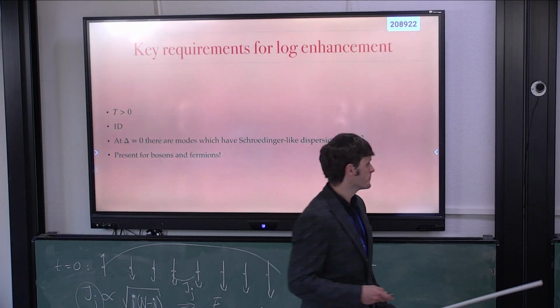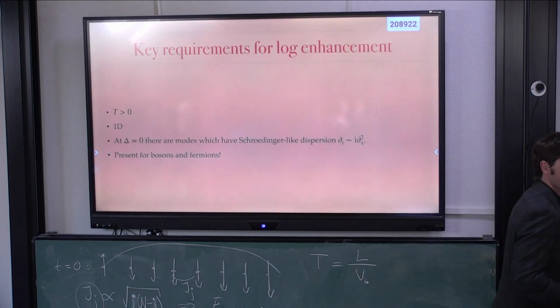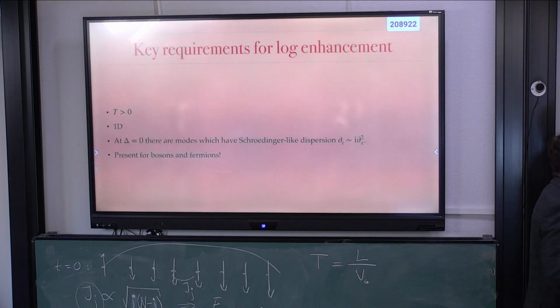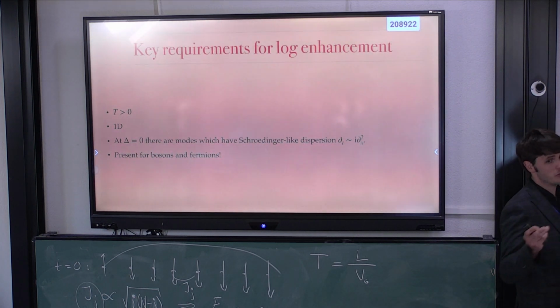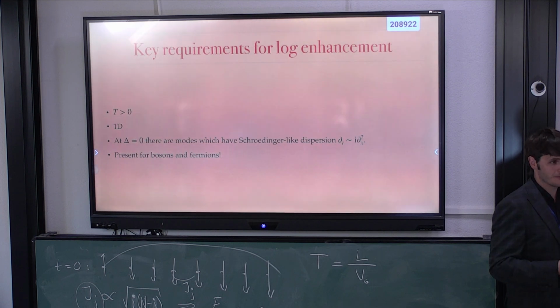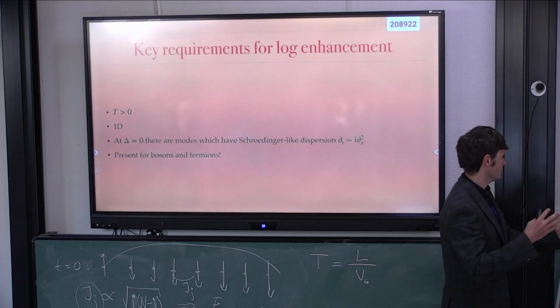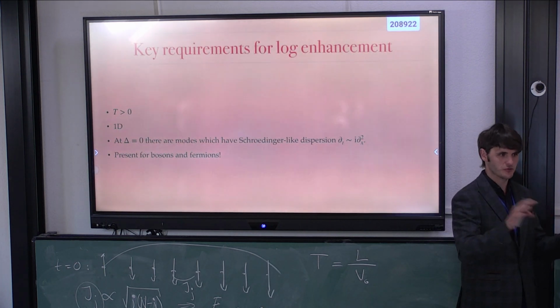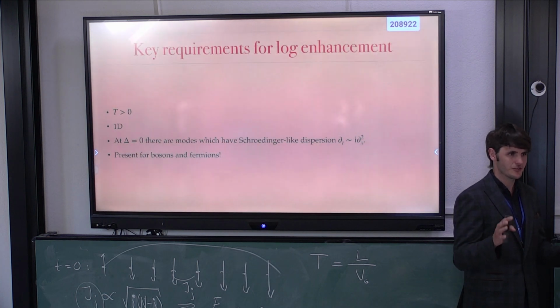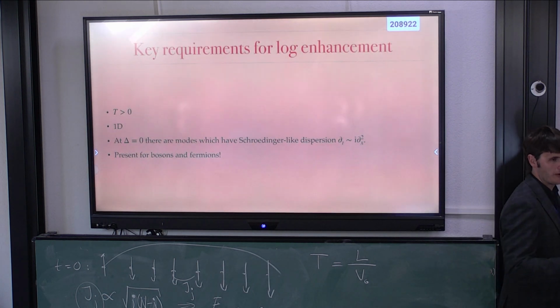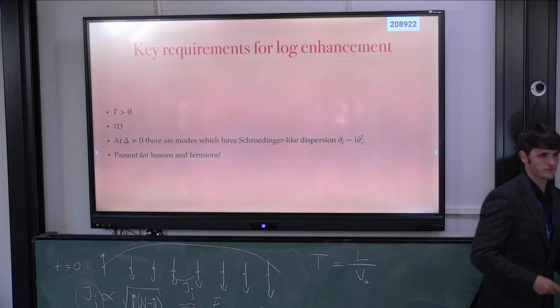Okay. I should maybe summarize what I think are the requirements for this to be valid. So definitely non-zero temperature, definitely 1D, at least for this. Maybe you can get versions of this in higher D if you have fractons or something. I'm not sure. And then I think the key thing that unites all of the examples is that at zero interaction, there are modes that have a Schrodinger-like dispersion. That's crucial here for all the power countings, or in another way of looking at it, for the correct order of divergence in that energy denominator. And it's present for bosons.